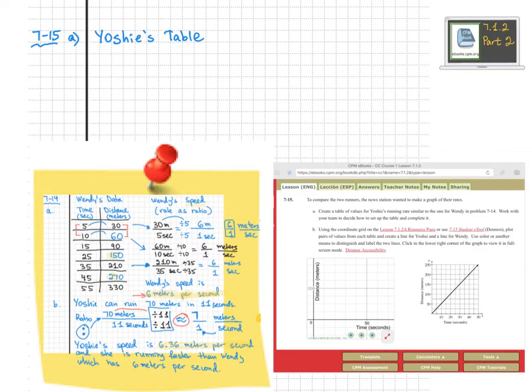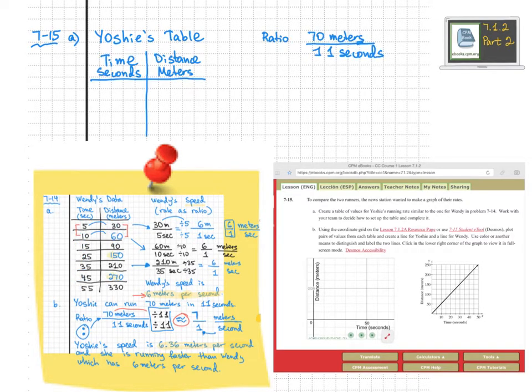Okay, so looking at Yoshi's information from 7-14, we have 70 meters in 11 seconds, but we also have this information as well. So they want us to create a table similar to Wendy's data. So in my notebook, I wrote the table using the time in seconds and distance in meters. Now, we could also record the table horizontally. I just decided to do it vertically, similar to Wendy's. I also recorded the given information, and now I need to complete it.